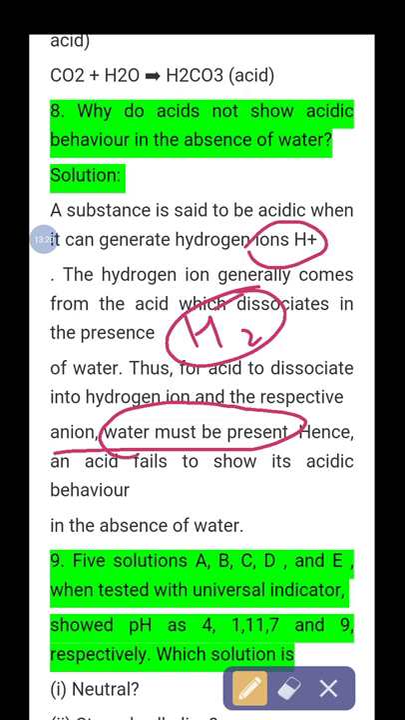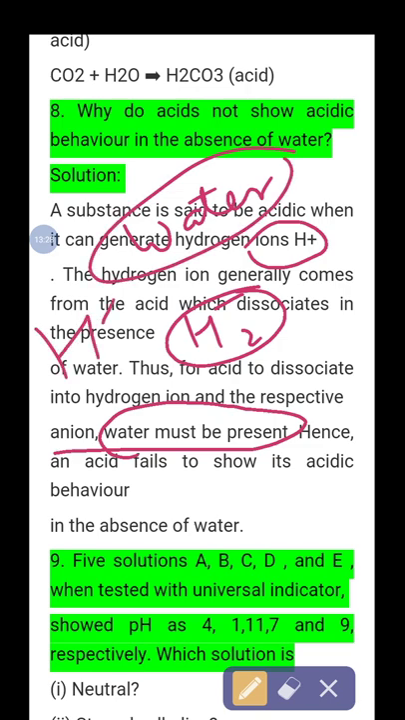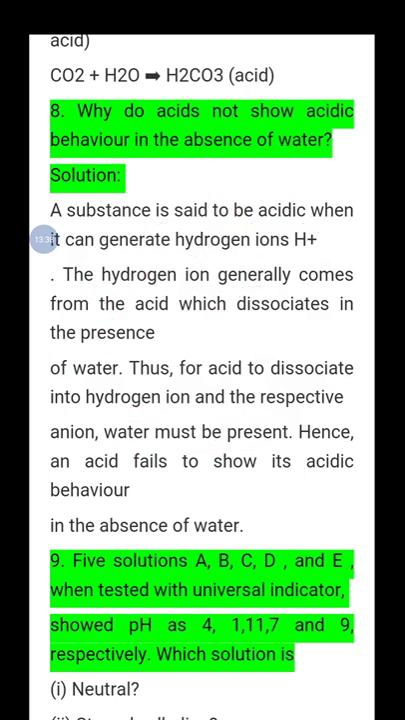So water is the most important thing to generate H ions, because it forms H ion, hydronium. If there is no water, the acid fails to show acidic behavior in the absence of water. Okay.